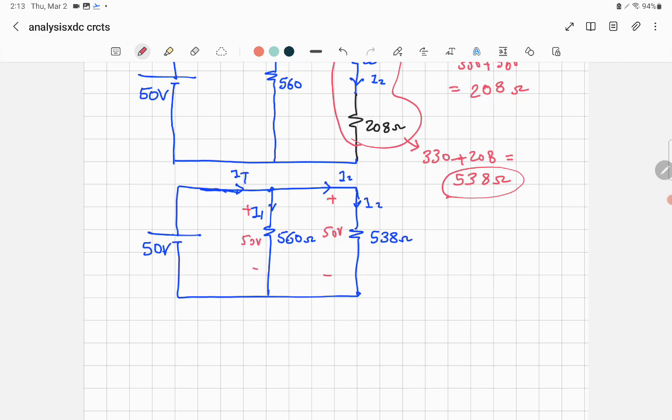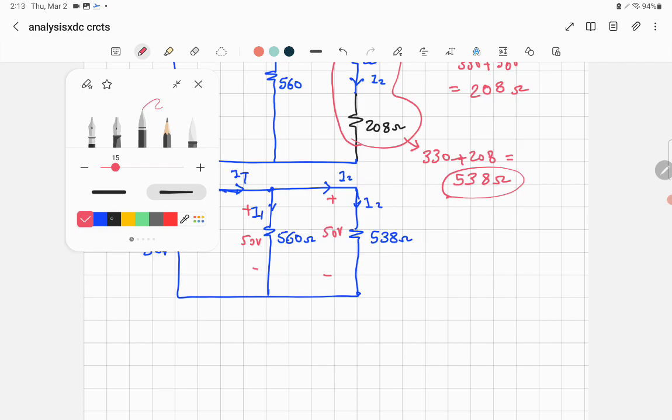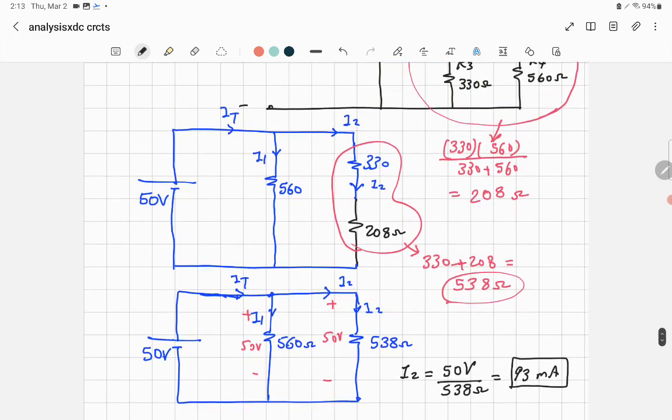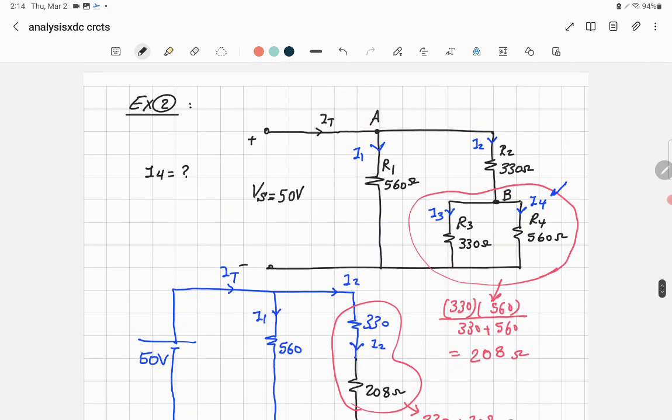I don't need to find I1. I need I2. So now I will say I2 is equal to the voltage, which is 50 volt, divided by the resistance 538 ohm. It will give the current I2, which is equal to 93 milliamp. So I got I2. The problem is almost solved. I go back to the problem here. That's I2. So I2 is entering this combination of R3 and R4.